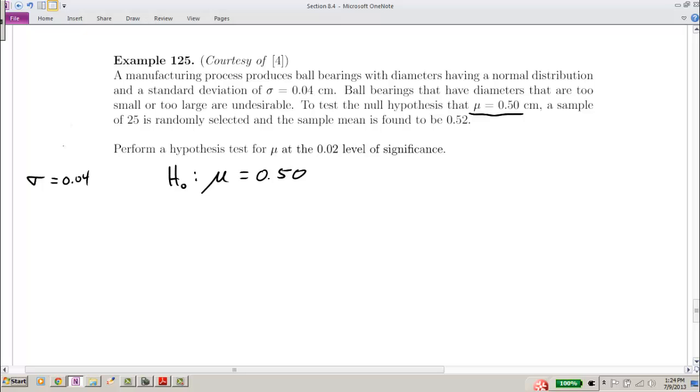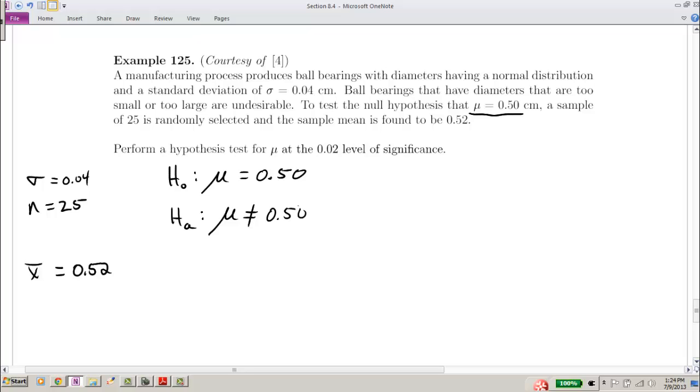A sample of 25 randomly selected, so n is 25, and the sample mean, x bar, is found to be 0.52. So is this enough to conclude that we think that the population mean is not equal to 0.50, or is this off by too much for us to stick with our assumed value of mu? So H naught is mu equals 0.50. The alternative hypothesis is just that mu is not equal to 0.50.